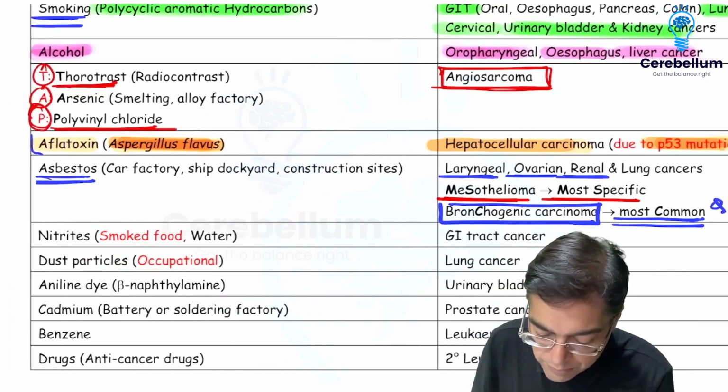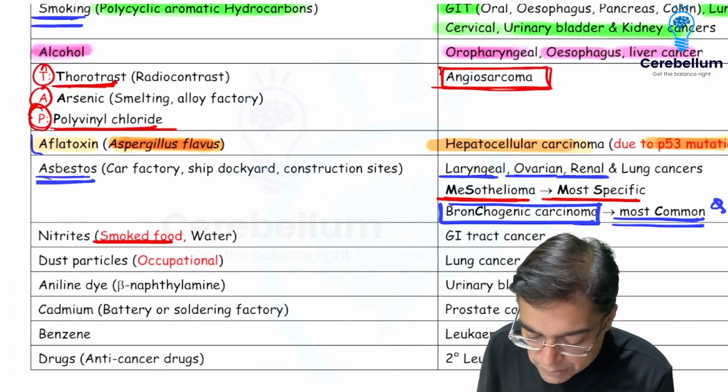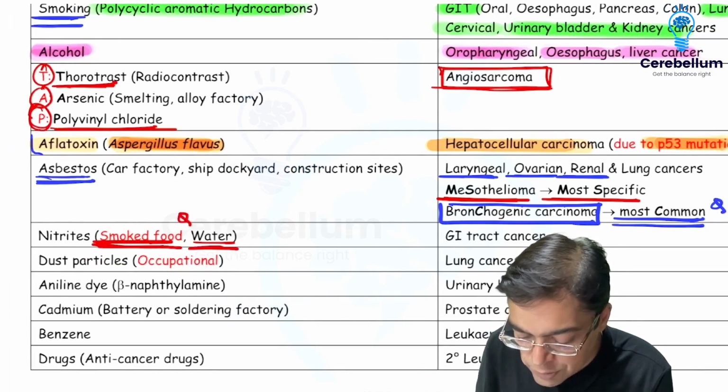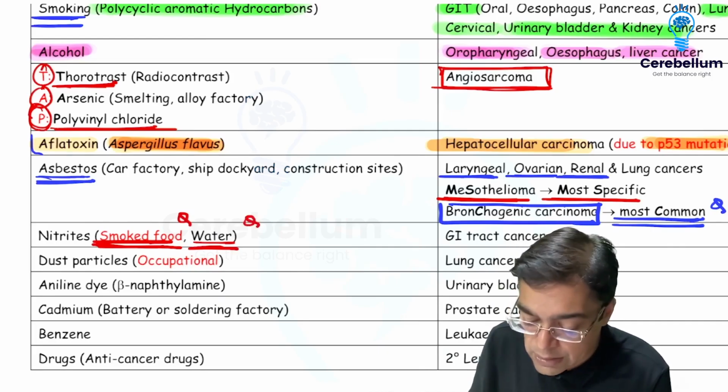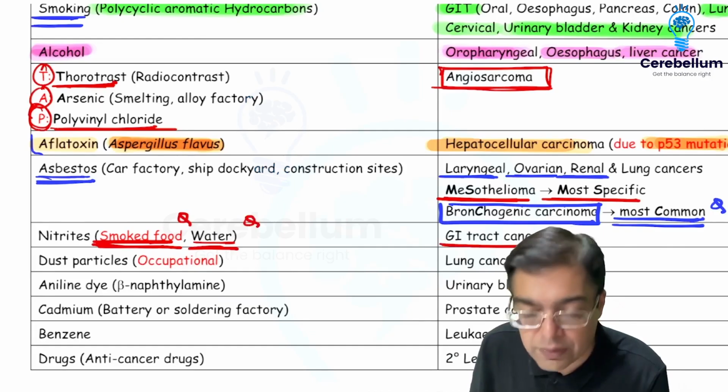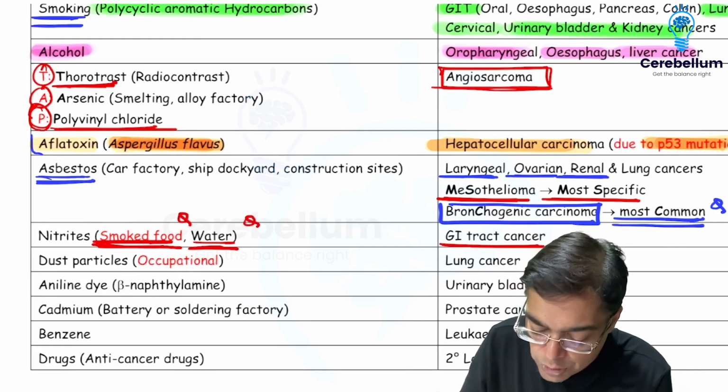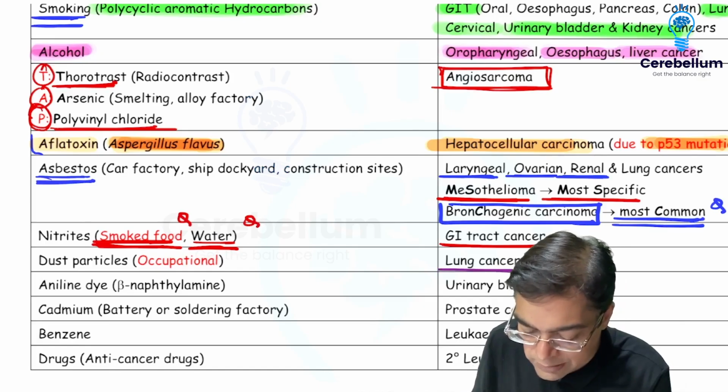As and when we are making a mention of the nitrites, they can be present in smoked food. So might as well be reminding you of certain types of parties and celebrations, and they can also be present in groundwater when it is contaminated. It is definitely increasing the risk of development of GI tract cancer. Any type of exposure to occupational dust can be responsible for causing lung cancer.